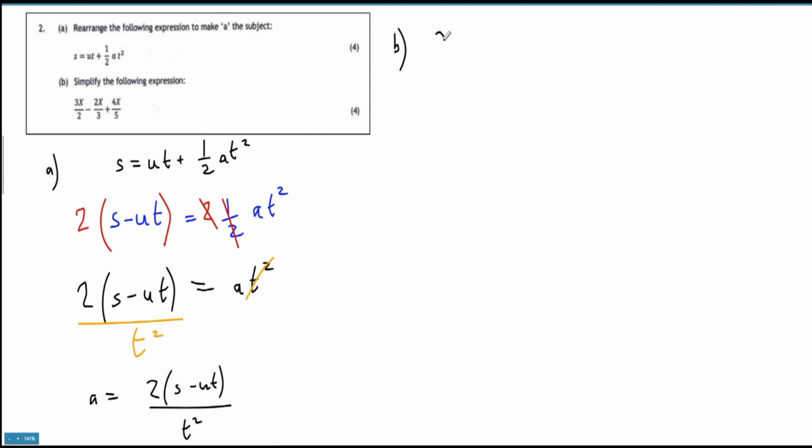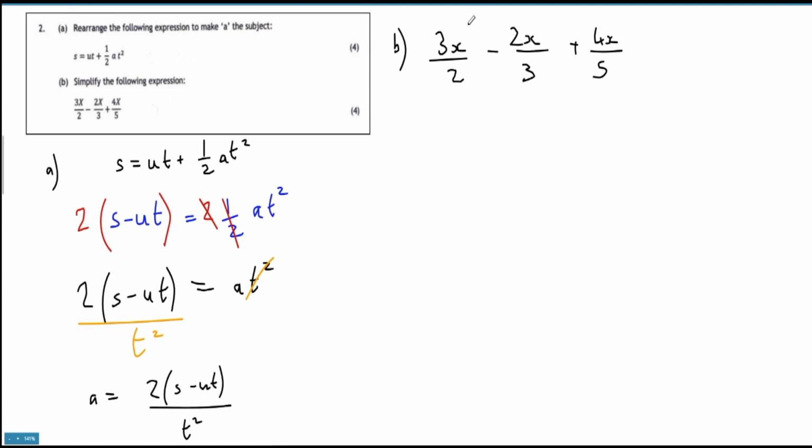All right, next one is b. Simplify the following expression. Let's rewrite it in my own handwriting because these capital X's are very annoying. 2x over 3 plus 4x over 5. It says simplify the following expression, which means just write it as one big fraction.